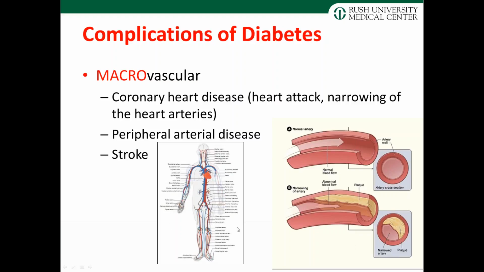So here is just kind of a schematic. It's very small, but you can see your whole circulatory system. So essentially, it can affect any of these arteries throughout the body. And then last but not least, it can affect the arteries in the brain or cause stroke.